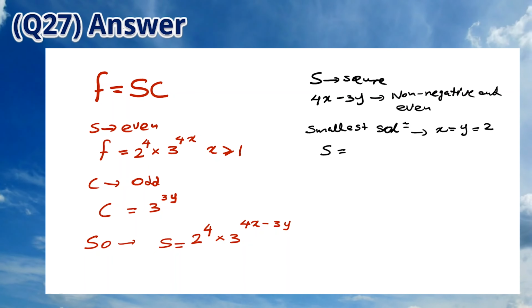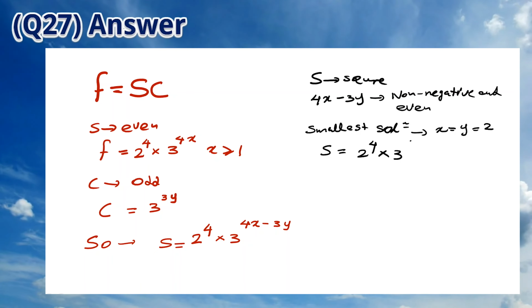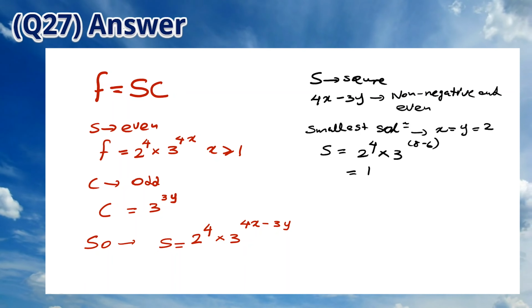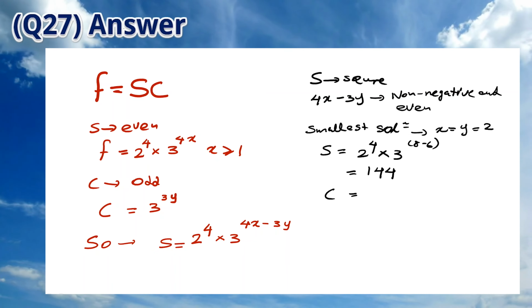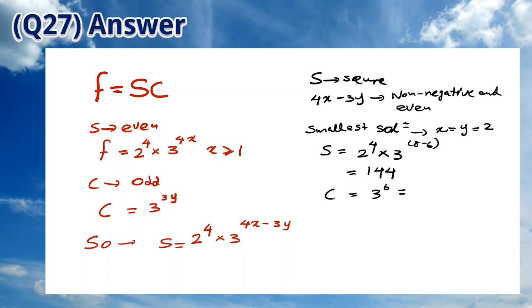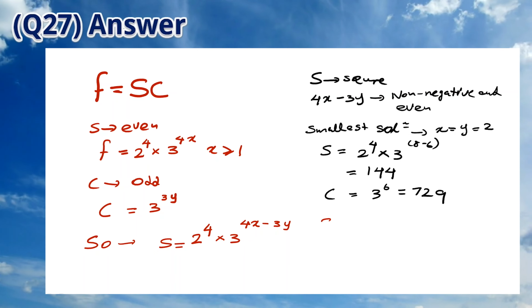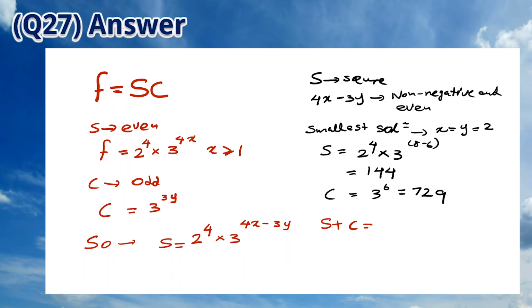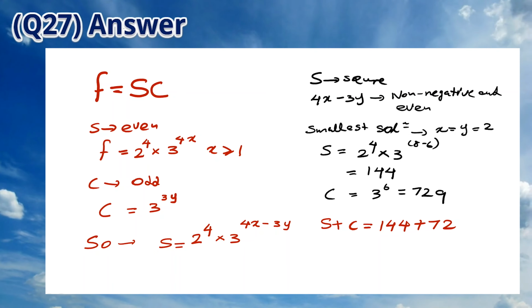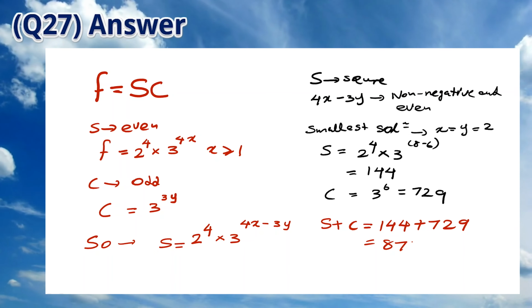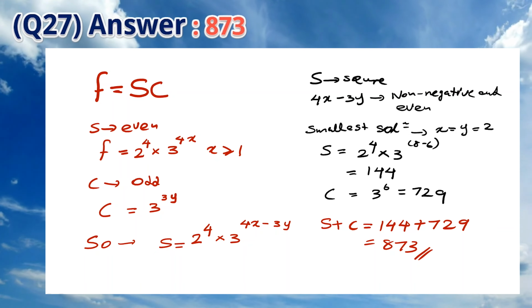So s is equal to 2 to the power 4 multiplied by 3 squared, which is 144. So c is equal to 3 to the power 6, which is 729. This means that s plus c is equal to 144 plus 729, which is 873. This means that the answer is 873.